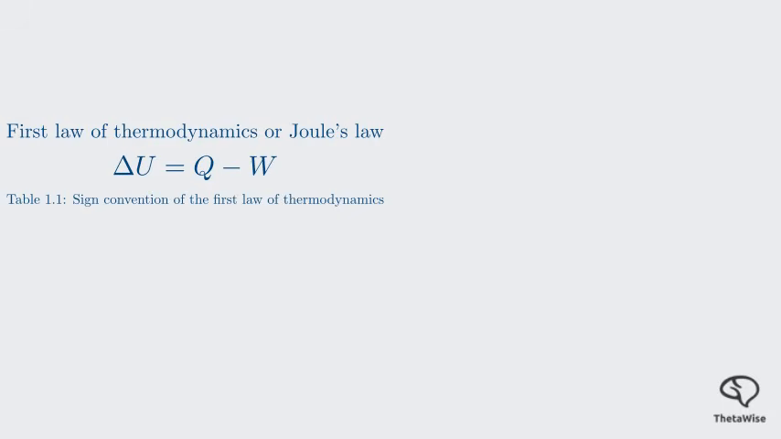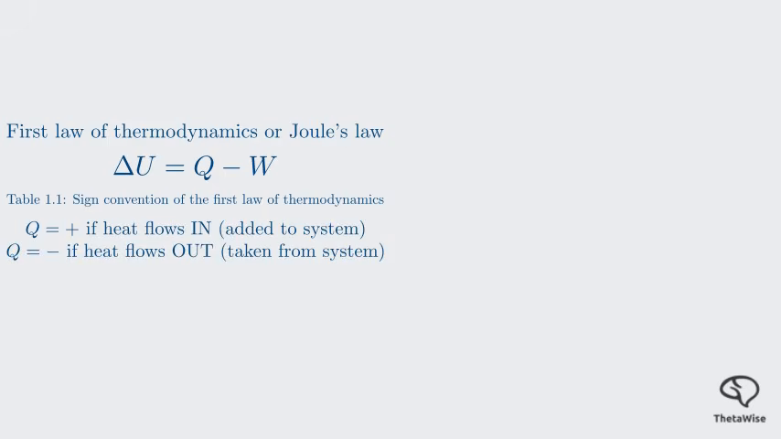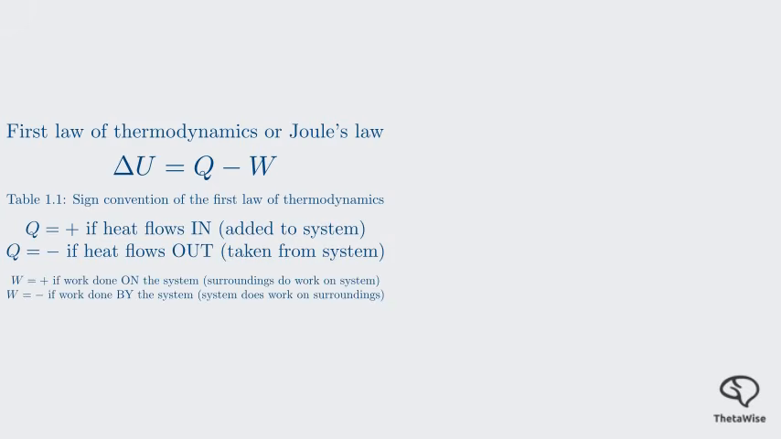Let's go through it carefully. The signs are always defined from the perspective of the system. For heat, Q, a positive value means heat energy is flowing into the system. A negative value means heat is flowing out of the system. For work, a positive value means the surroundings are doing work on the system. A negative value means the system is doing work on the surroundings.